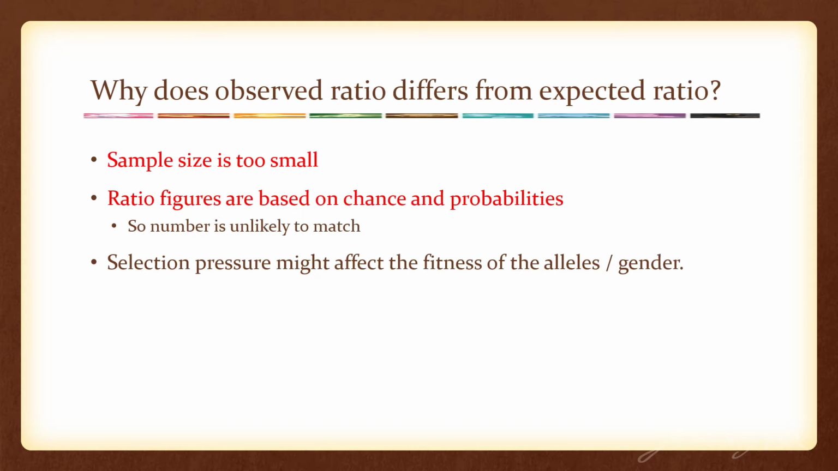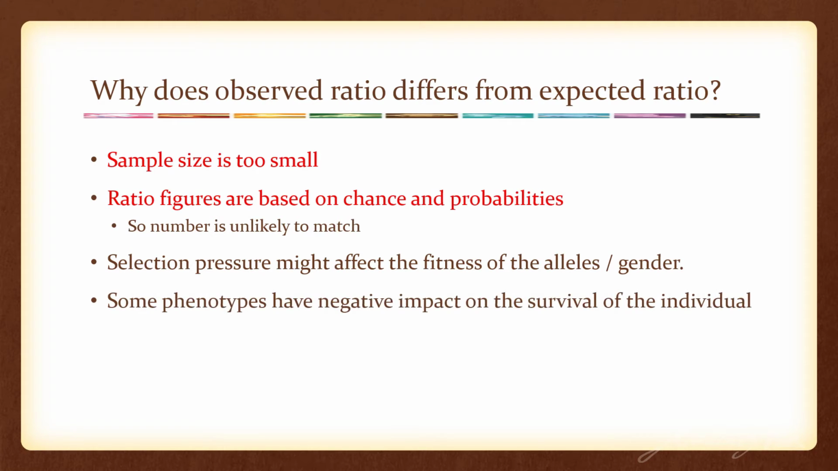So besides small sample size, ratios are based on chance and probability, as well as selection pressure, some phenotypes also have a negative impact on the survival as well as reproductive success of an individual. So these last two reasons are also possible explanations as to why the observed ratio differs from the expected ratio. But for all intents and purposes, try to write the first two reasons as the answer for your O-level. Because the last two answers could be situation specific.